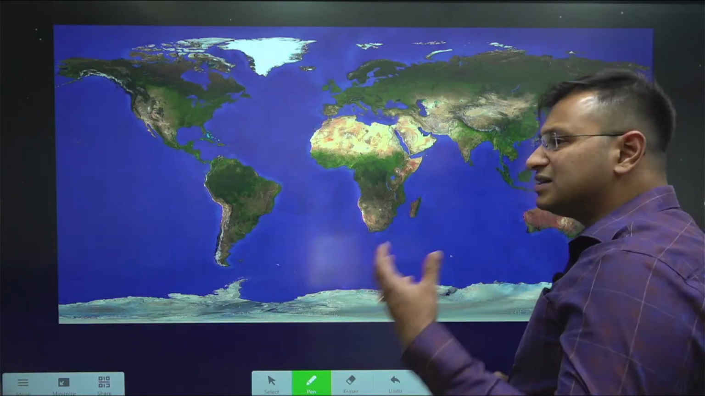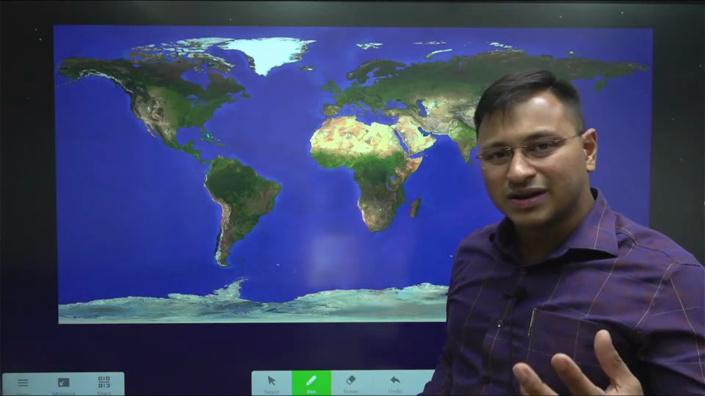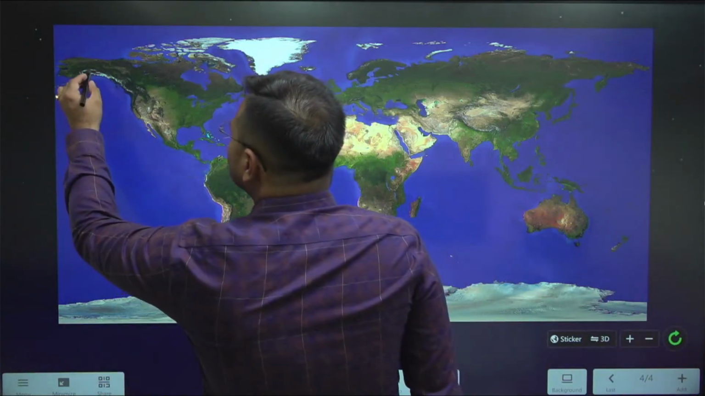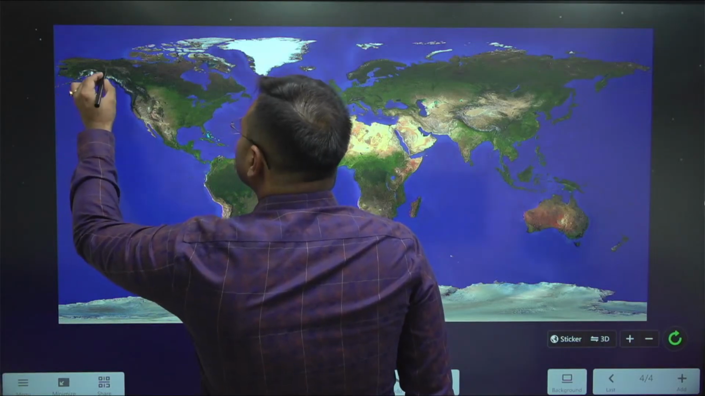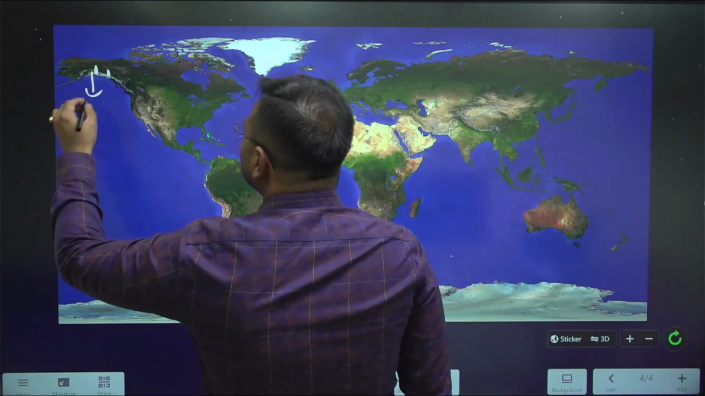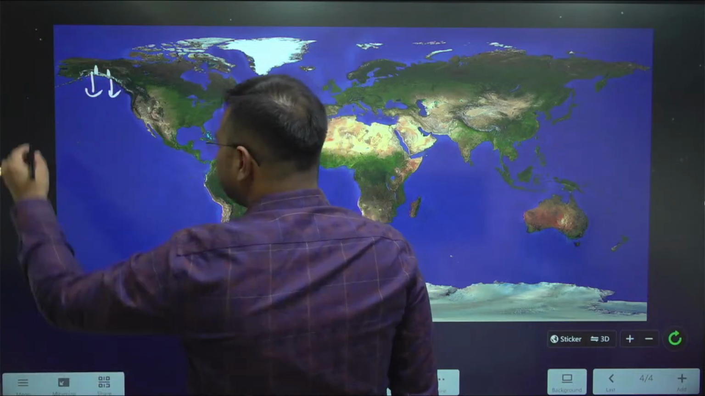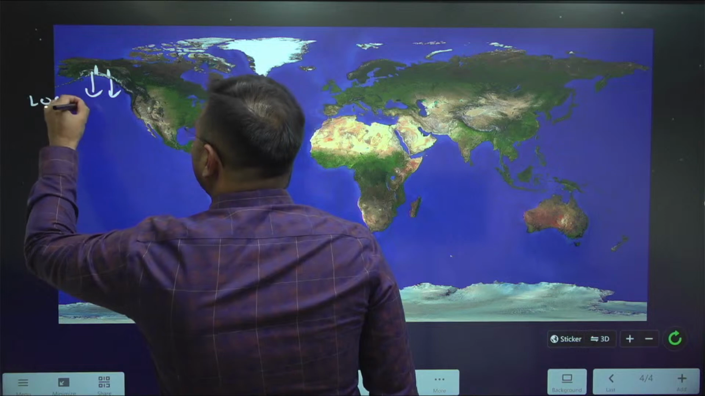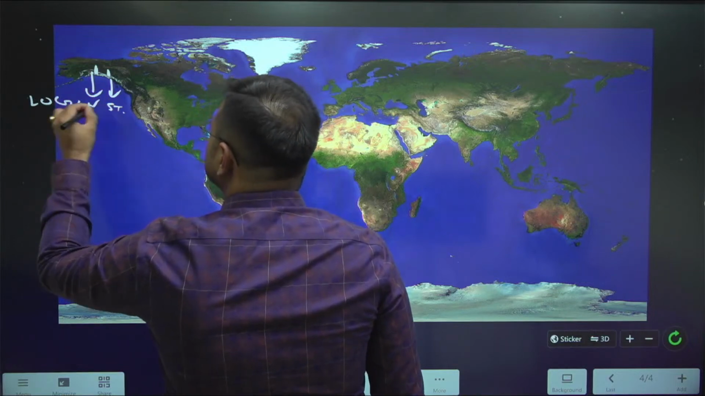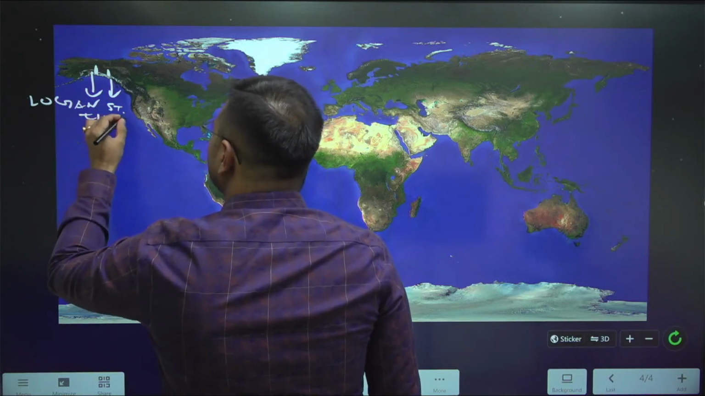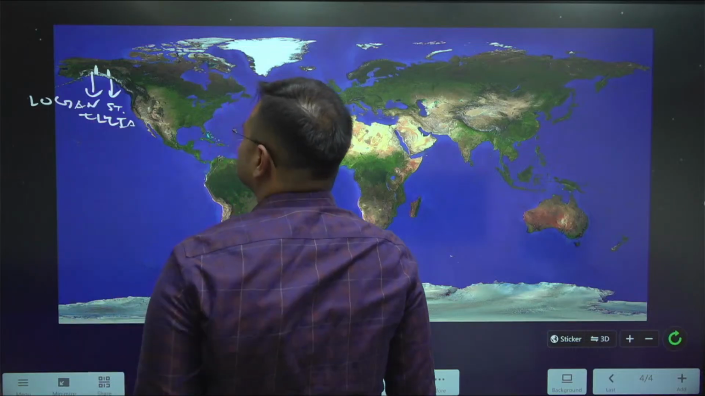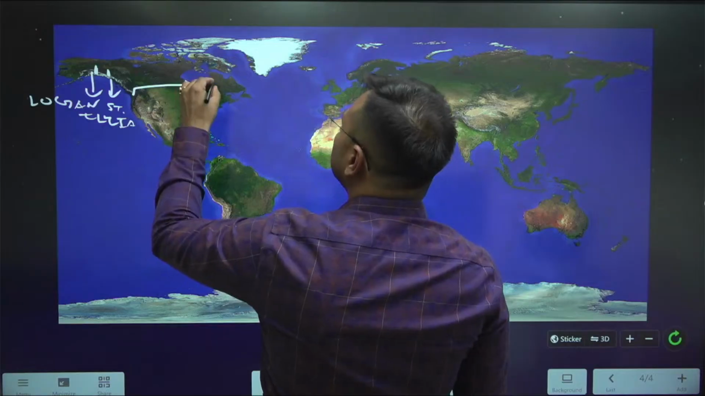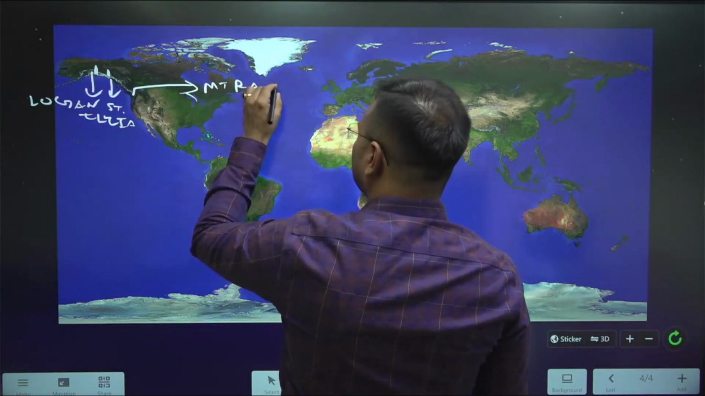So some of the recent examples also I will give you, which will help you in your mains answer writing. So in North America, at the border of Alaska and Canada, you have basically two volcanic peaks. You have Mount Logan and you have Mount St. Elias. At the border of Canada and USA near Seattle, you have Mount Rainier.